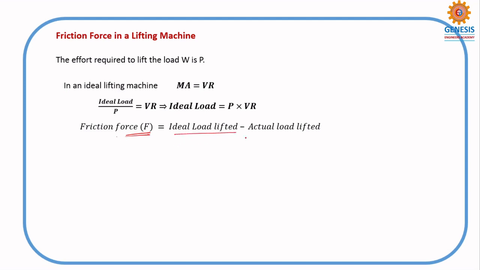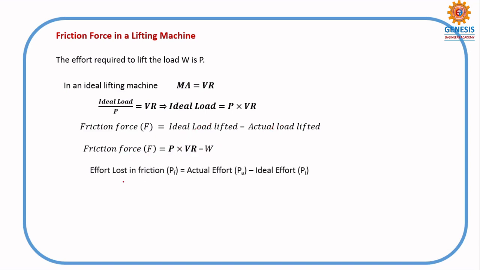Ideal load lifted and actual load lifted. Ideal load is equal to P times VR. P times VR is equal to W. This is the ideal load, and that is the actual load. So ideal load minus actual load is the frictional load. So this you are going to lose. If it is 0, ideal becomes actual. Okay, that is proved. So that is effort lost in friction. Okay, that is the load.